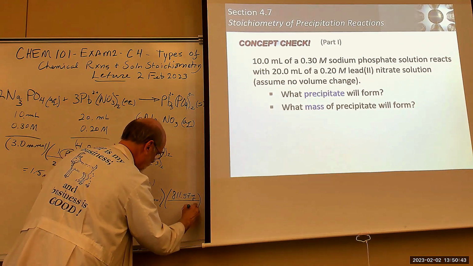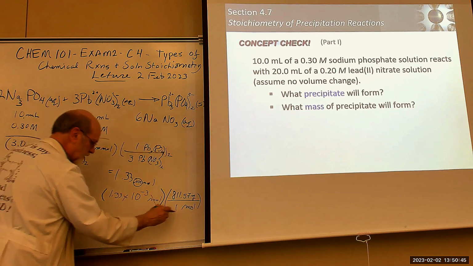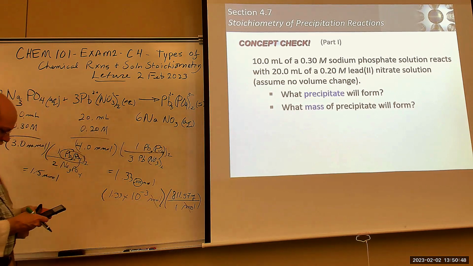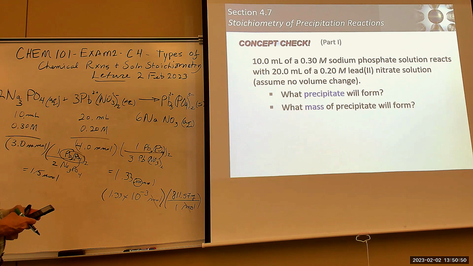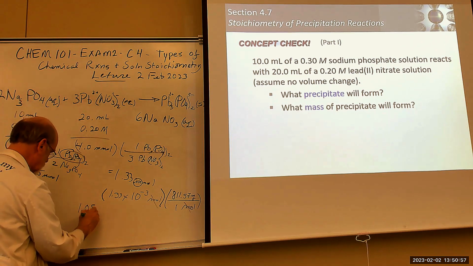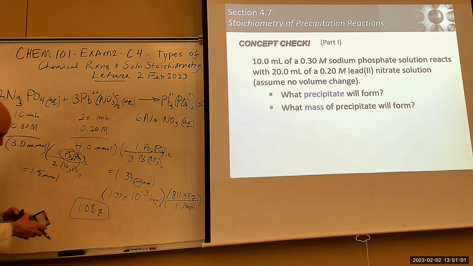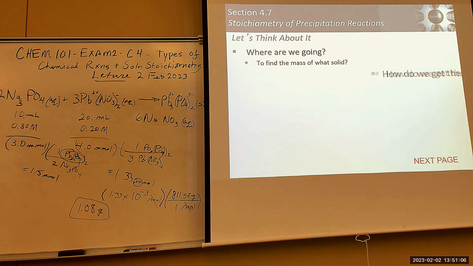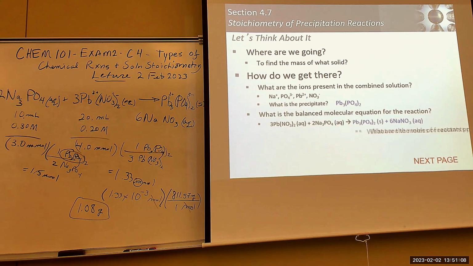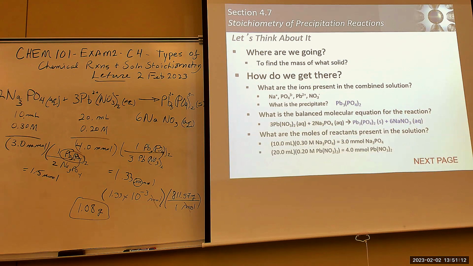grams per mole. So the moles cancel, and that times 1.33 times 10 to the minus 3. And that's 1.08 grams. And let's see if I did it right. Okay, there's the moles of each one of ours. We did those.